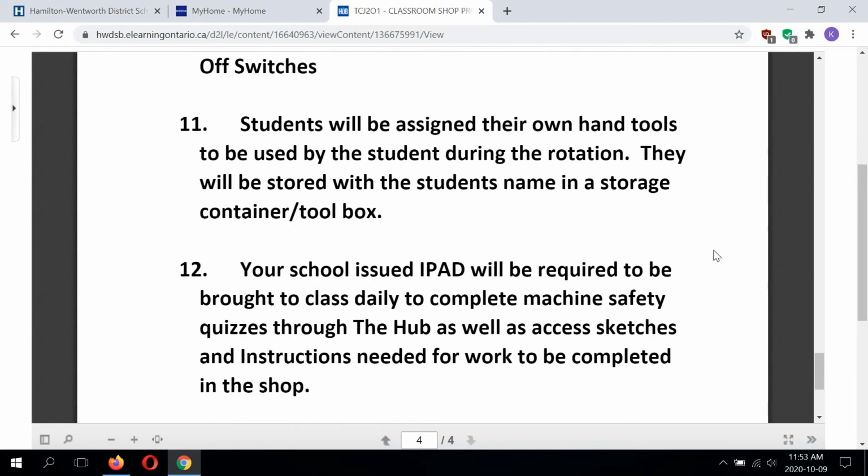Number 11, students will be assigned their own hand tools to be used by the student during the rotation. They will be stored with the student's name in a storage container or toolbox. So this is to cut down on sanitizing hand tools. You're going to be assigned your own hammer, for example, so you don't need to worry about cleaning it all the time. You can just store it in your toolbox. It'll be yours, and it will not be shared with others from the class.